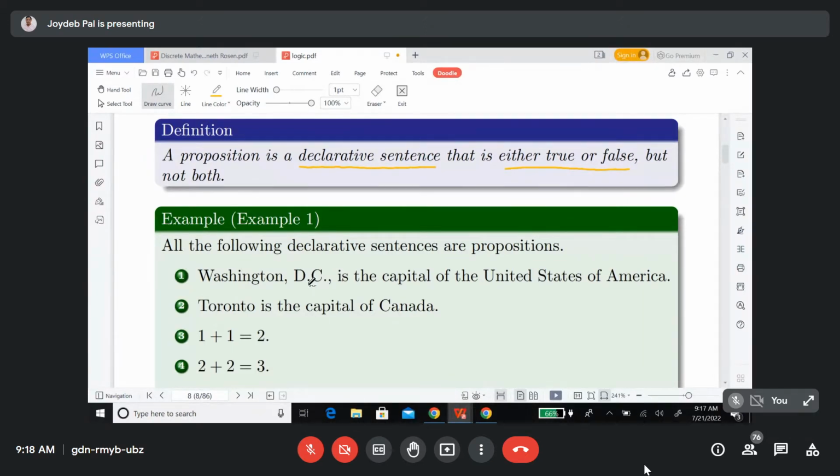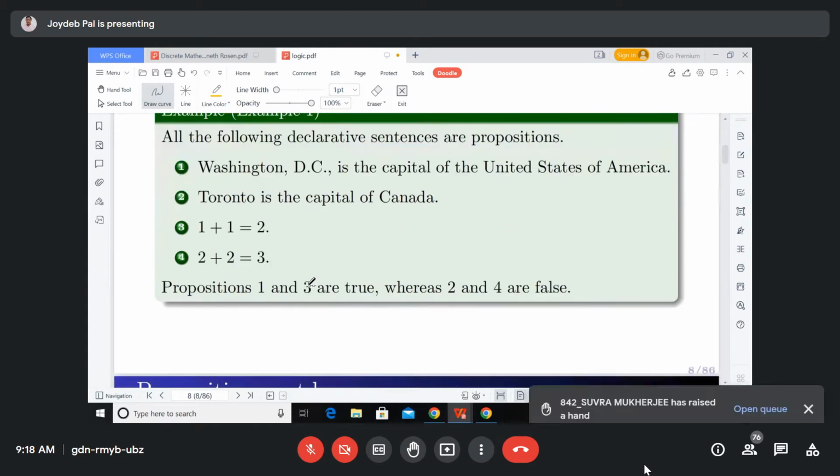And number 4: 2 plus 2 is equal to 3. Same as 3, only the truth value differs. It is false. So it is declarative and false. Therefore, it is a proposition. So all these four statements are propositions, right? Any doubt? No, sir. Fine.